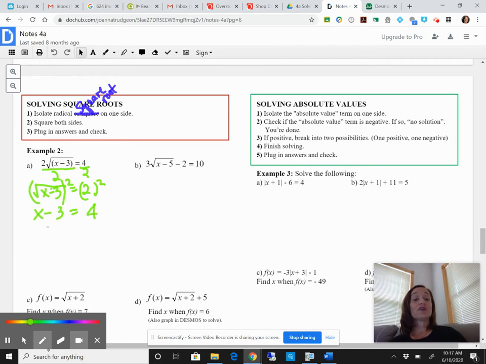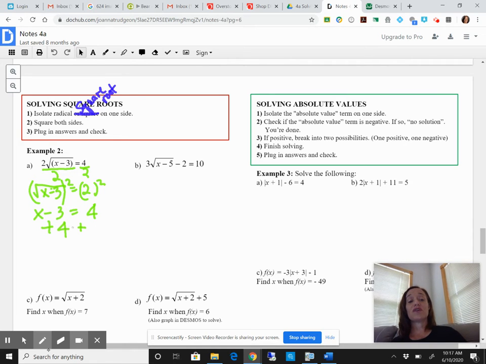So when you start with a square root function, you're good to go. We're going to add 3 to both sides to isolate the x, and we get x equals 7.